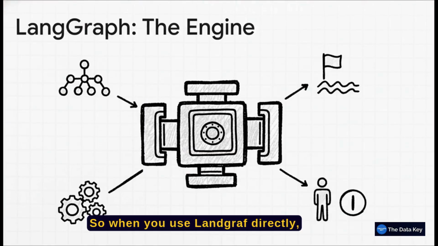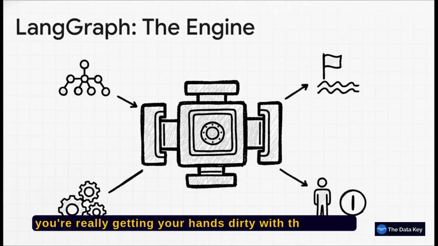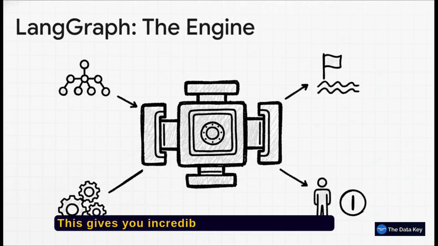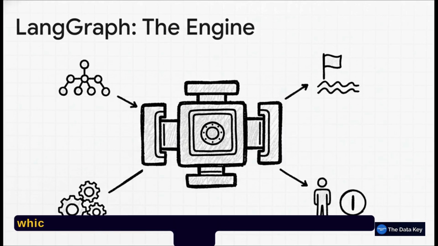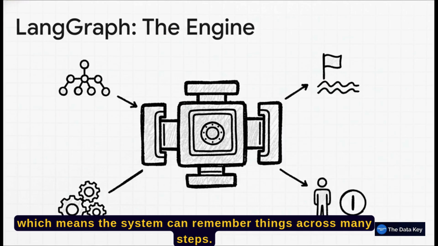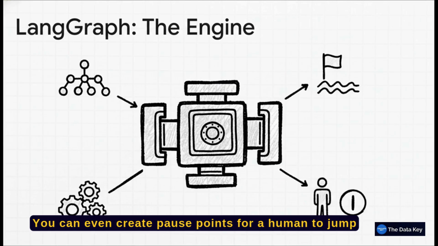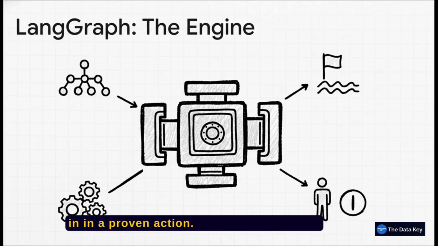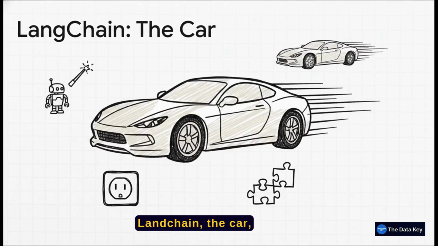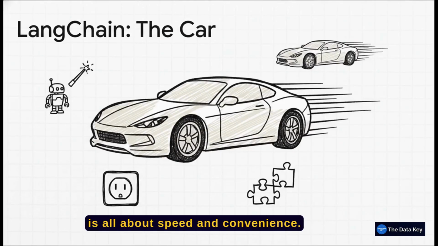So when you use LangGraph directly, you're really getting your hands dirty with the engine. This gives you incredibly fine-grained control. You can map out the exact flow of a process. You can manage state, which means the system can remember things across many steps. You can even build in checkpoints so that if a long task fails halfway through, you don't have to start all over again. You can even create pause points for a human to jump in and approve an action. It's all about control. LangChain, the car, is all about speed and convenience.